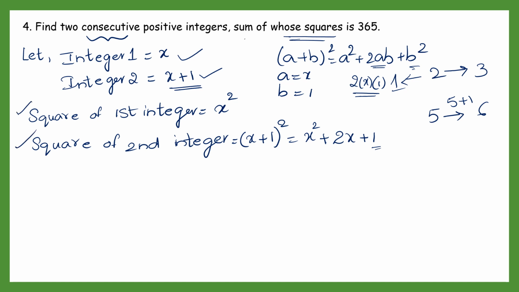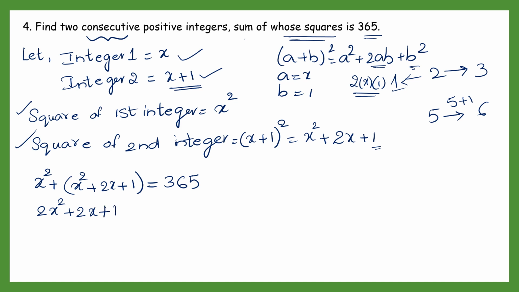They are telling sum of the squares will be 365. Sum of the squares means first integer square is x square plus second integer. What did we get? Square of second integer x square plus 2x plus 1. Sum means addition. What are they telling? It is 365. So x square plus x square is 2x square plus 2x plus 1. This 365 comes to left side will become minus 365 is equal to 0. So 2x square plus 2x minus 364 is equal to 0.